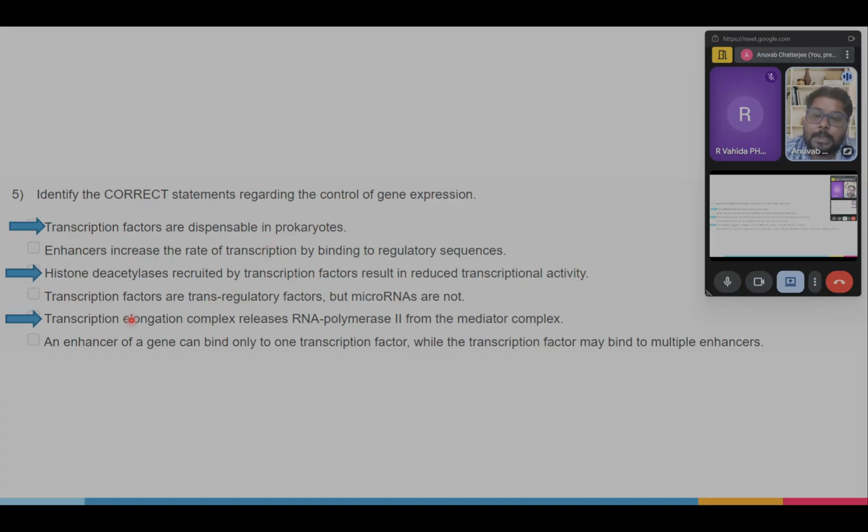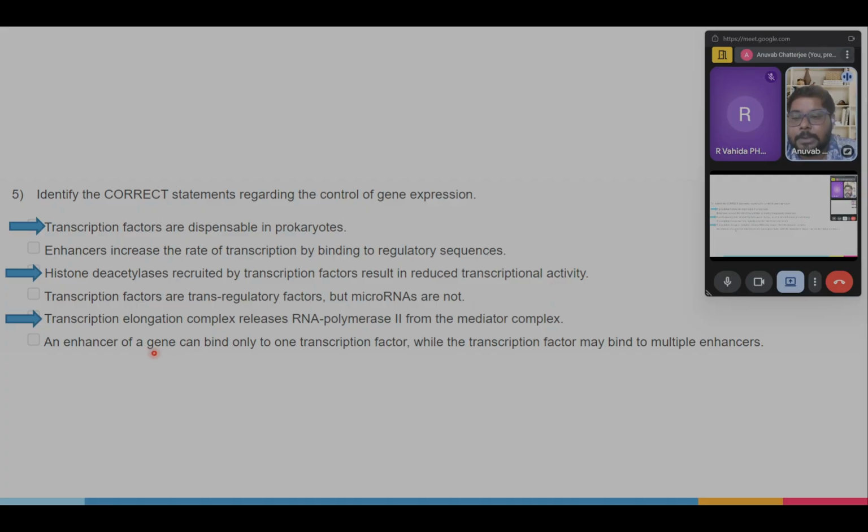The next option which is correct is histone deacetylases recruited by transcription factors result in reduced transcriptional activity. This part we have actually gone through in the last week of the lectures, in which we learned that histone deacetylases remove the acetyl group from the histone molecules, which bind the DNA. Once the acetyl groups are removed, it causes the histones to compress, so they convert to heterochromatin, in which transcription factors cannot bind, and so you have reduced transcriptional activity.